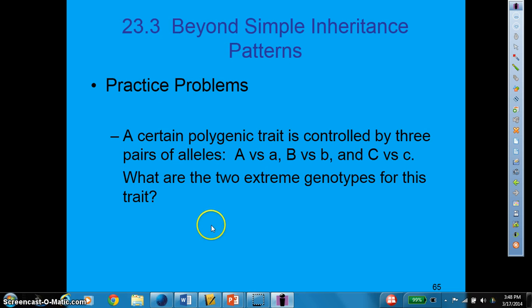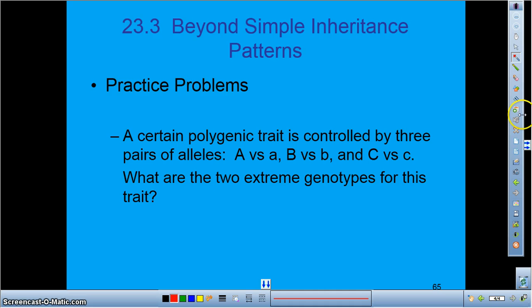The last practice problem for today is dealing with polygenic traits, and it's controlled by 3 pairs of alleles, A's, B's, and C's. What are the 2 extreme genotypes for this trait? So the extreme genotypes are going to include the dominant allele for each of the 3 pairs of alleles. So in this case, we would have an individual that has 2 copies of the big A alleles, 2 copies of the big B alleles, and 2 copies of the big C alleles. And these are going to allow us the extreme on one end.